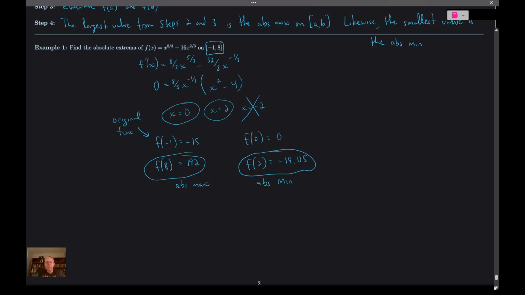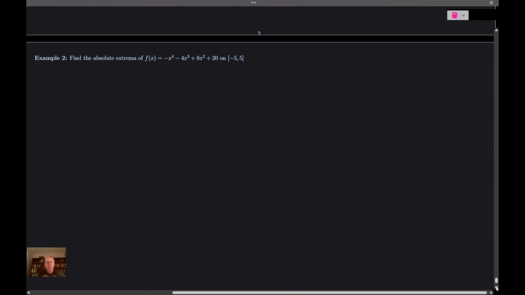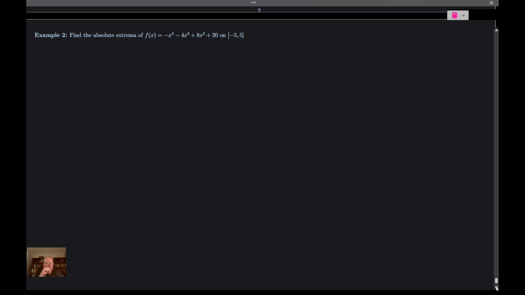It's not super complicated, not a lot of steps here. I think the biggest problem probably will be either finding the critical points because of the algebra, or forgetting that you need to plug into the function. Maybe you plug into the derivative instead, accidentally. So remember, plug into the original function.